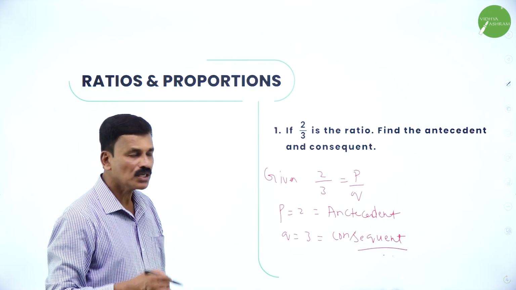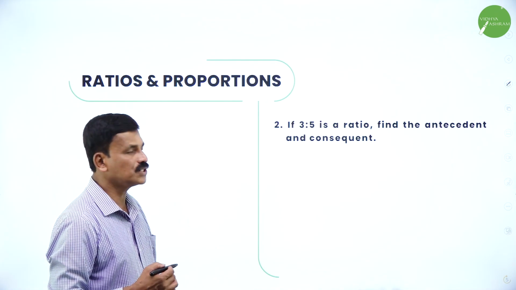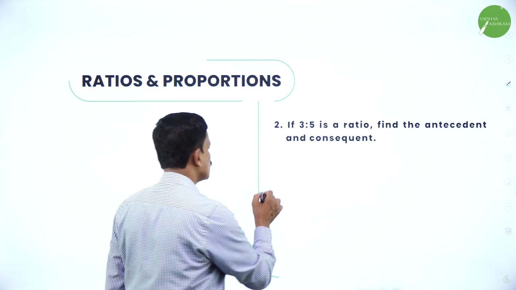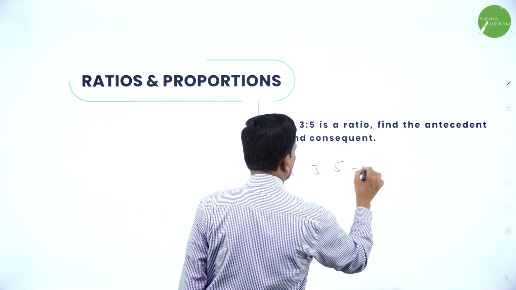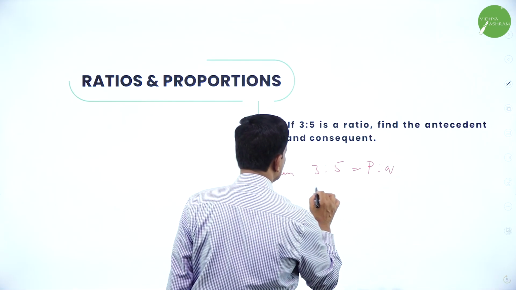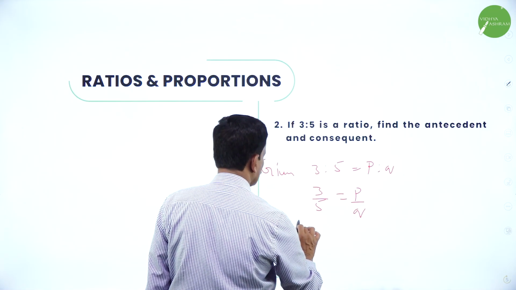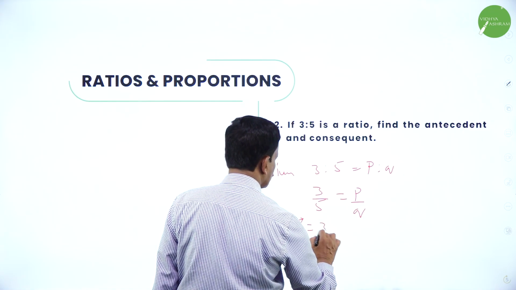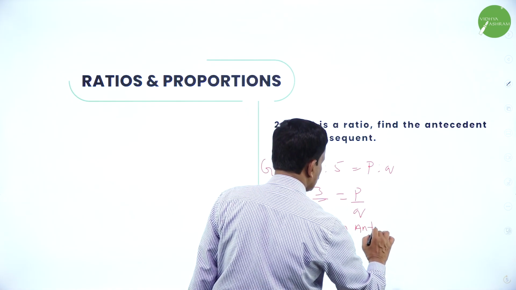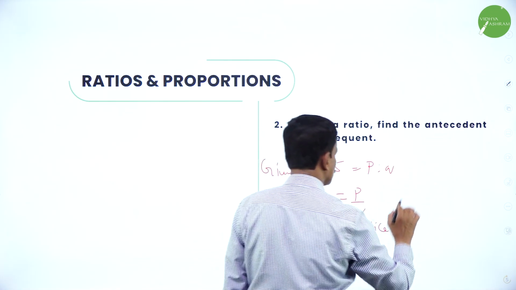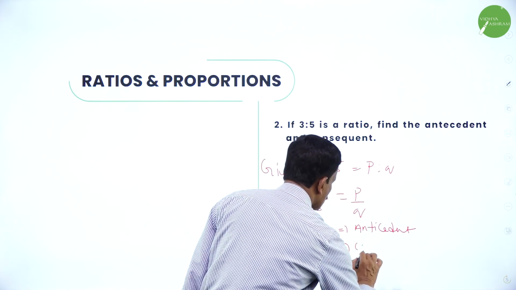That's all, right? Now let us take: if 3 is to 5 is a ratio, find the antecedent and consequent. What is given? 3 is to 5. Let us call 3 is to 5 as P is to Q. That means 3 by 5 is equal to P by Q. Therefore here P is equal to 3 and Q is equal to 5. P is called the antecedent and Q is equal to 5 is called the consequent.